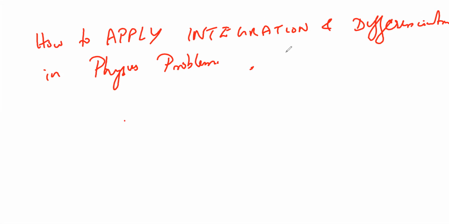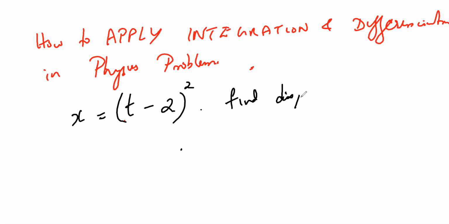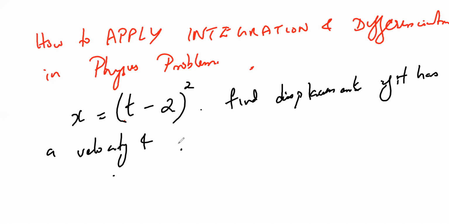Suppose they are giving a question like x is equal to (t minus 2) the whole square. This is just a made up question. I'm just making the question, that's all. They're telling us to find the displacement if it has a velocity, and the time range they are giving us is t equal to 0 to t equal to 2.